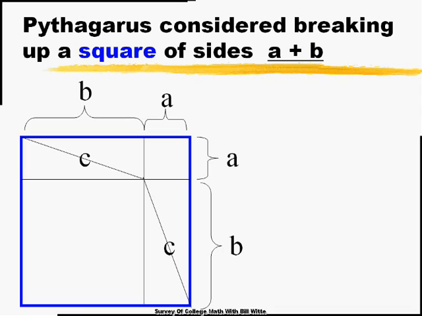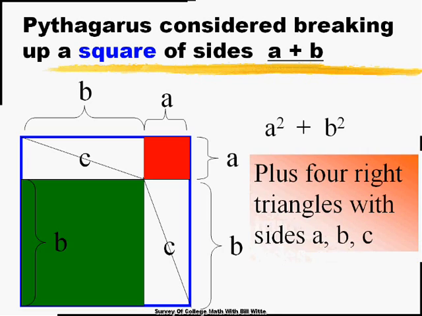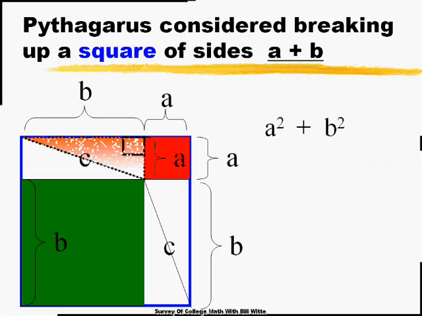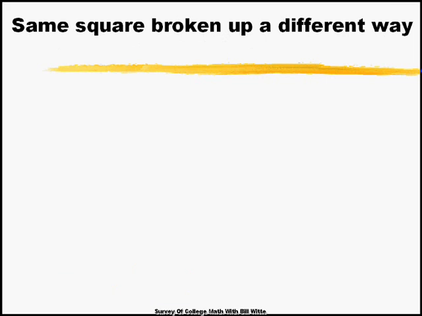And he noticed that this full, in this case blue, window was made up of two squares. The little one, area of A times A, which would be A squared, and a bigger one, which would be B squared. Oh, and four triangles of sides A, B, C. Four right triangles. And he would do that day after day after day. Well, prepare to be astonished.